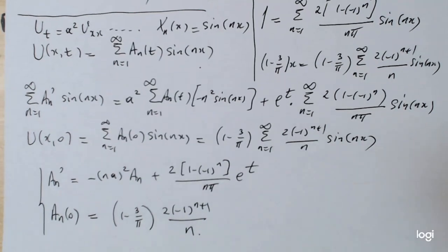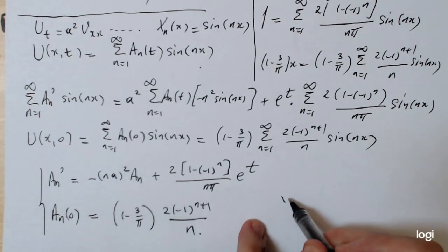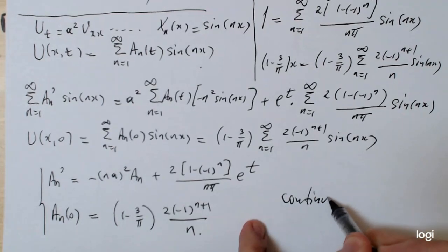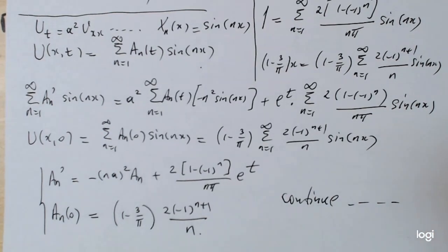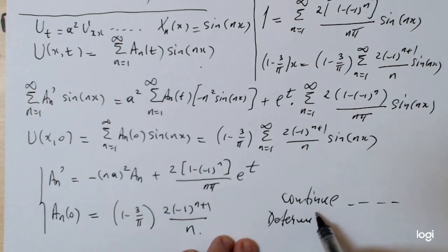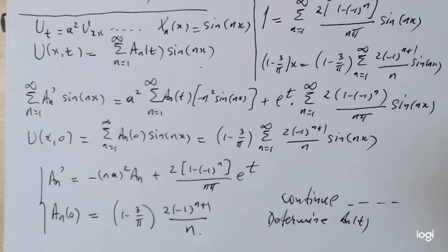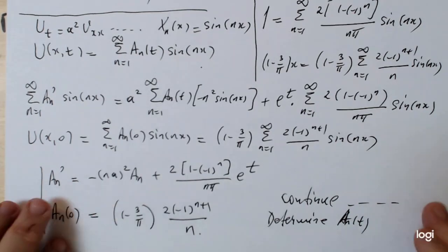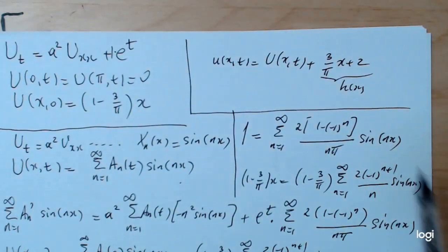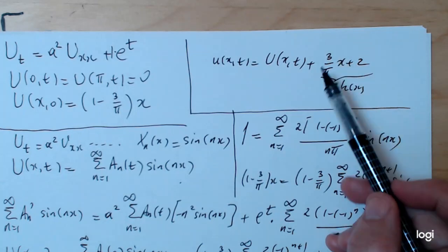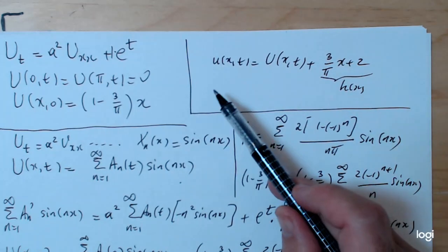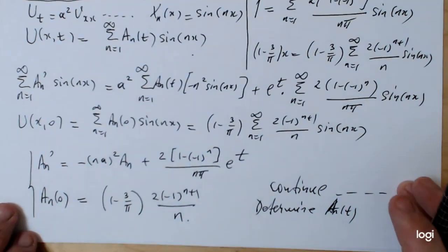So I'm going to pause for a moment, and I urge you to continue and determine a_n of t. That's the last part of the problem, basically. Not forgetting, of course, once you determine big U of x,t, all you have to do is add again h of x to provide a solution to the original problem.